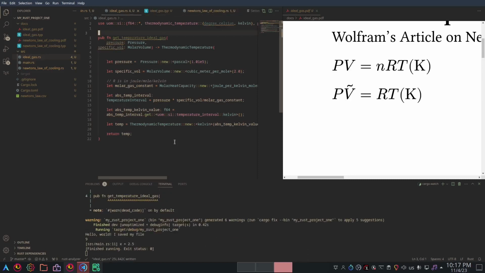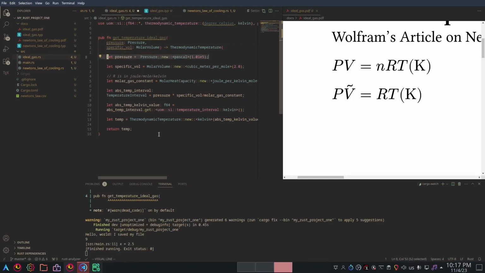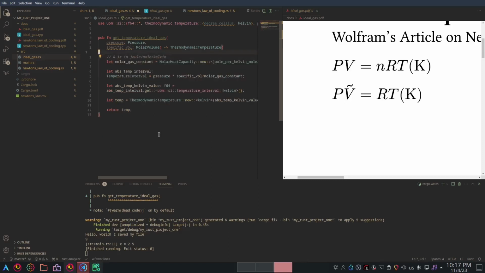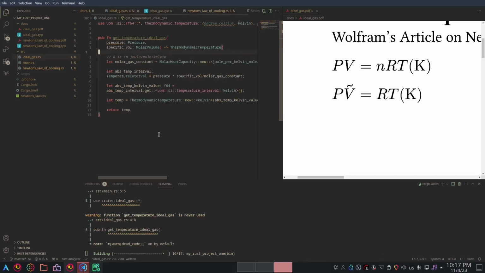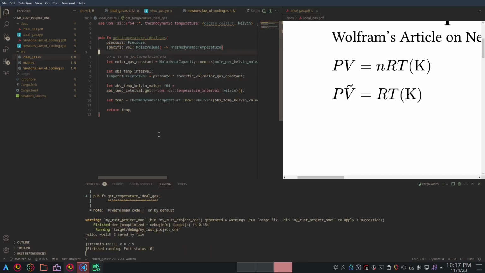So I'm going to just make this a bit neater. All right, so that's I guess it. Yeah, that looks nicer. Okay, so this is how we actually do it. I can actually delete this now because I can let the user input the specific volume and the pressure, and you'll get the ideal gas temperature.